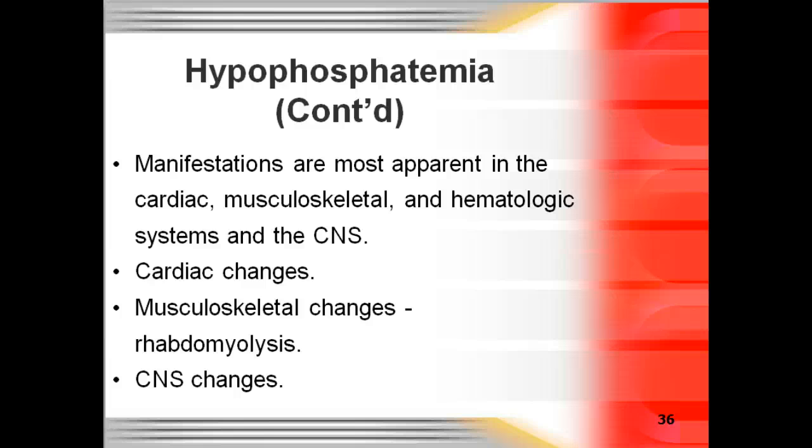Primarily, you have cardiac, musculoskeletal, and hematologic systems, and the central nervous system. I'm sorry. Manifestations. The cardiac is that the peripheral pulses a lot of times are low. Let me see what else. Everything is weak. Musculoskeletal is skeletal generalized weakness.